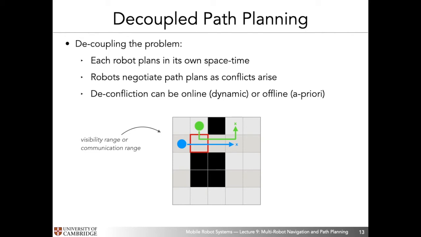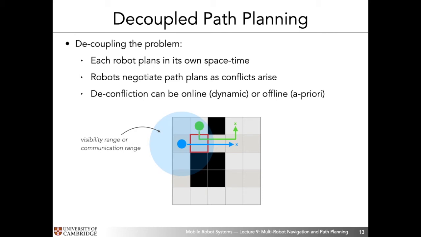So if we look at this example here, we can assume that the green and the blue robots can talk to each other given a certain visibility range or a communication range. And when they're within range, they say, oh, I'm actually going this way. And the other robot says, I'm also going that way. But in our space-time plans, we're both going to be occupying this very same cell at the very same time. And hence we need to deconflict these space-time path plans, right?